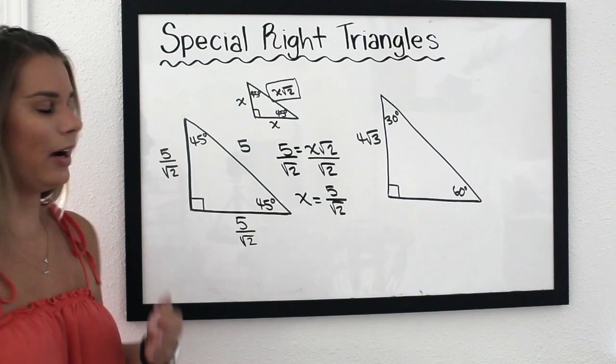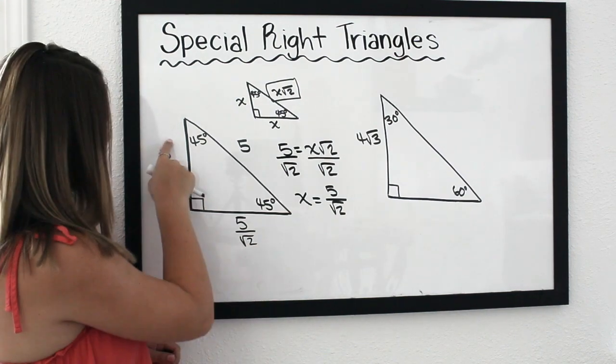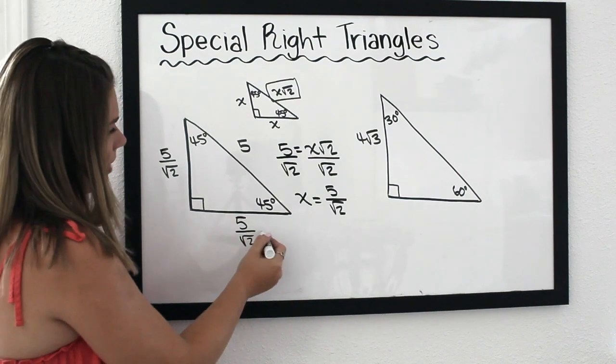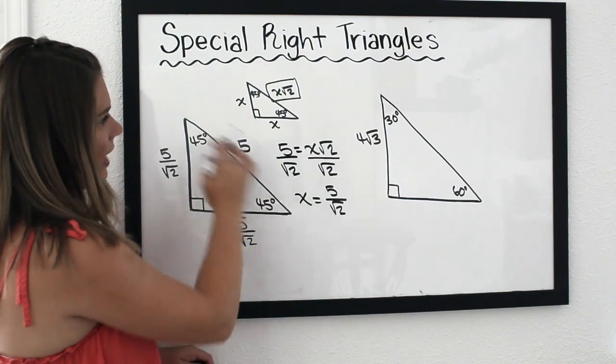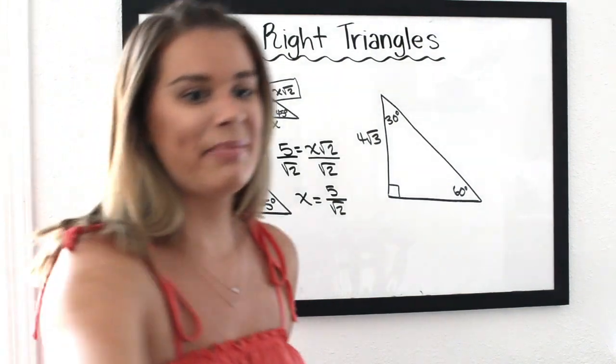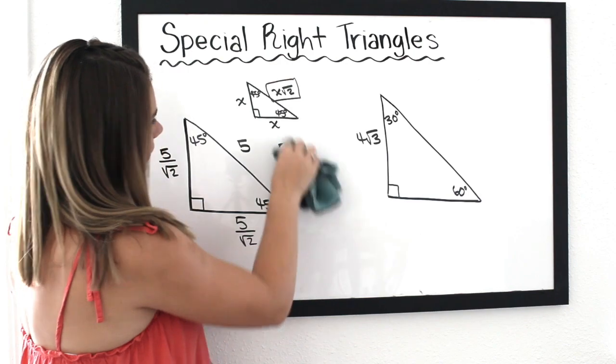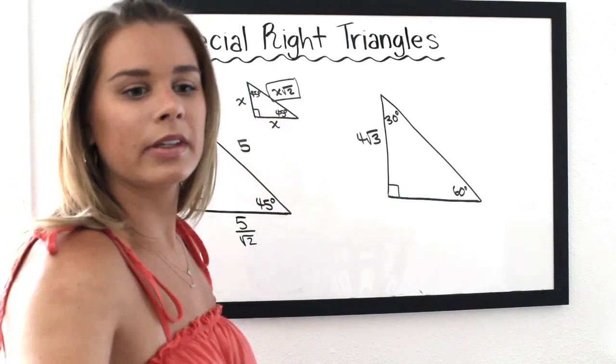Now, if you notice, we could check our work. We can multiply each of these lengths by root 2, and we'd end up back with 5 to get the length of our hypotenuse. Okay, so I'm going to clean this up so I can leave some room for my second example. I'm going to leave this up here though.